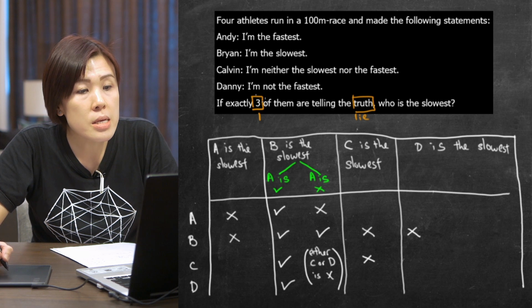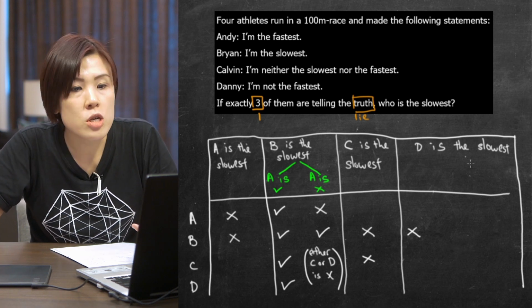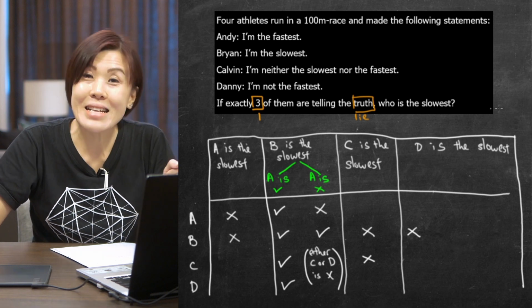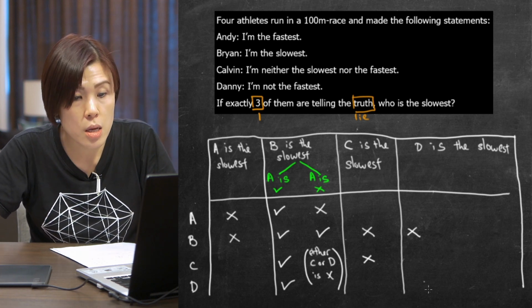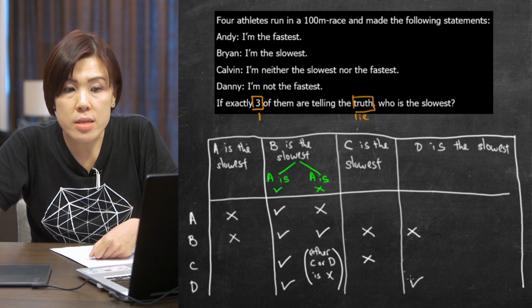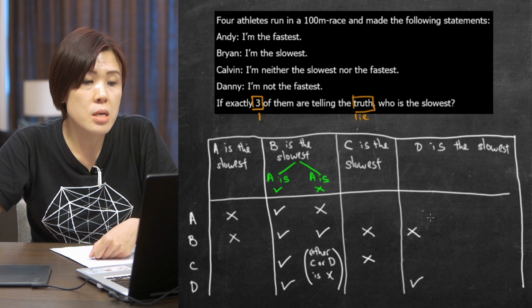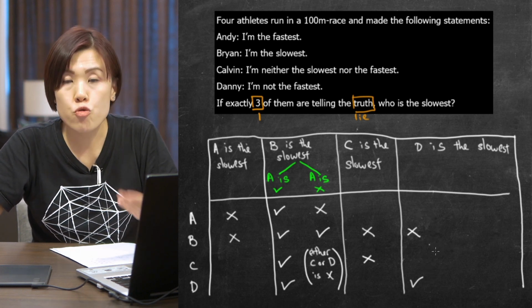So we are not sure about this. And then Danny says that I am not the fastest. Now our assumption is Danny is the slowest. And he says that he's not the fastest, which means he's really telling the truth. So I'll put a tick here. So I have one cross and one tick. The other two persons, which is Andy and Calvin, we are not sure whether they are telling the truth or a lie.